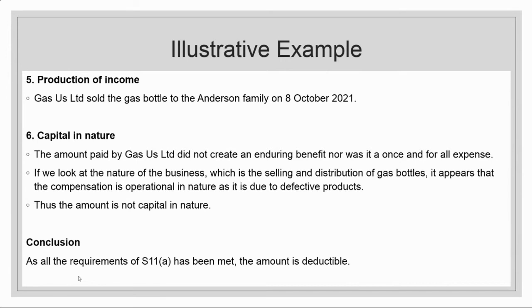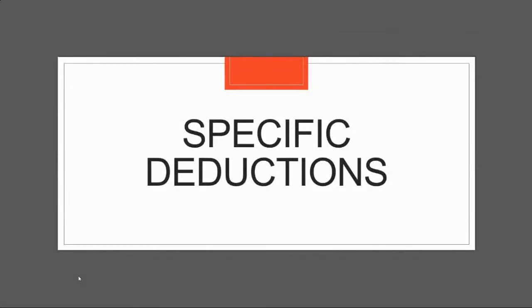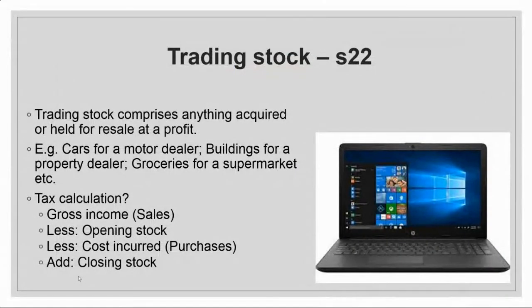Okay, so this is how you would actually answer the question or a similar question if you get it in a test or exam. Now, if we look at specific deductions, this is everything else in section 11 as well as section 22. So the first specific deduction that you need to be aware of is trading stock. Now, trading stock is anything that you hold for resale purposes for profit. You have to look at the type of business to determine if it is trading stock. So cars for a motor dealership would, for example, be trading stock. Buildings for a property dealer would be trading stock, groceries for a supermarket, etc. So those are a few examples.